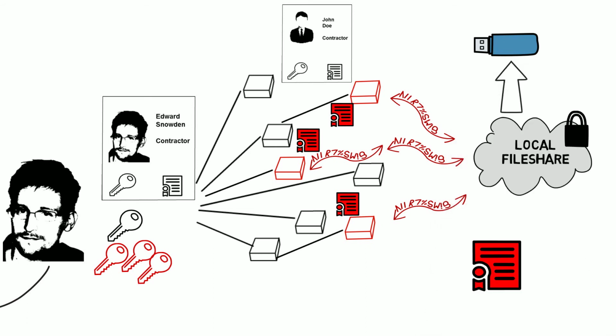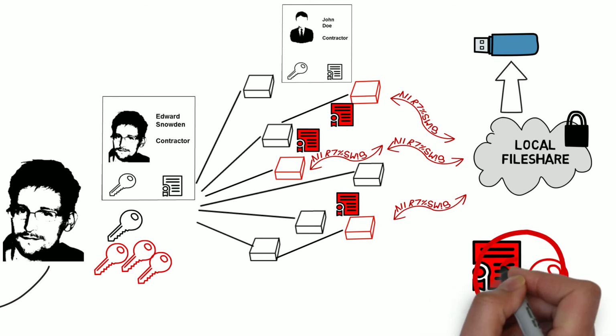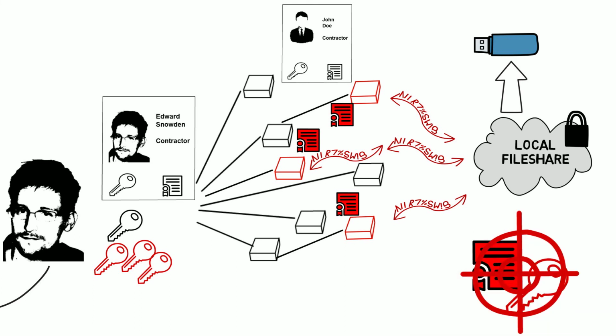Snowden abused the trust every organization has in digital certificates and SSH keys. Using these two technologies, he was able to subvert one of the world's most secure networks.